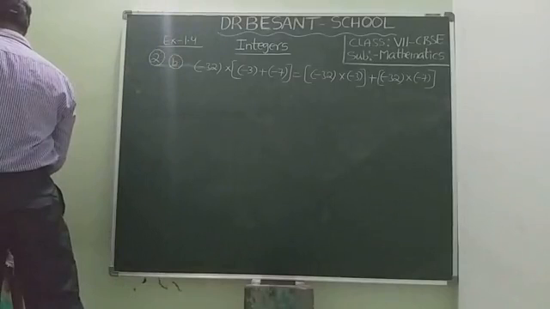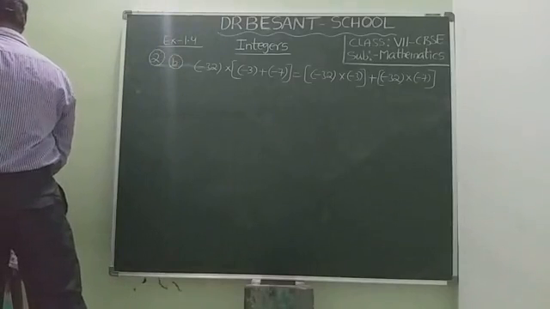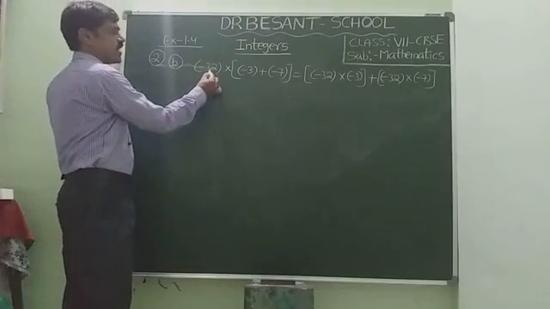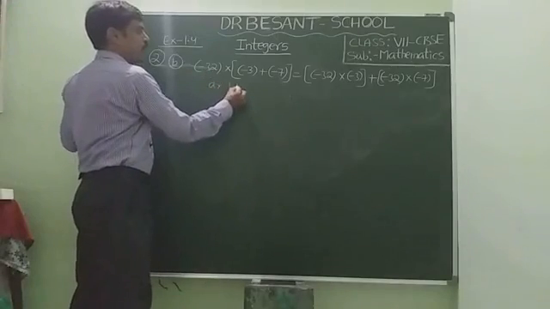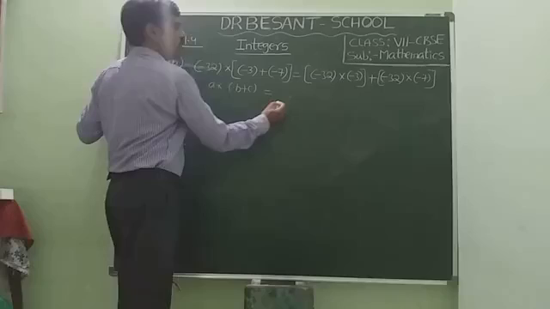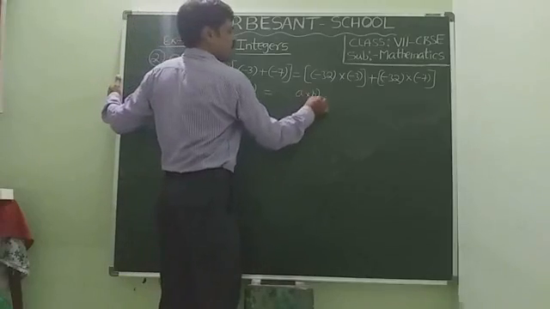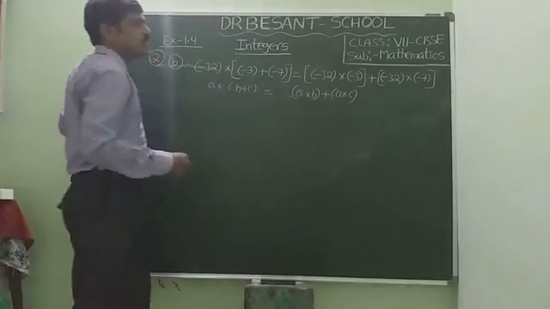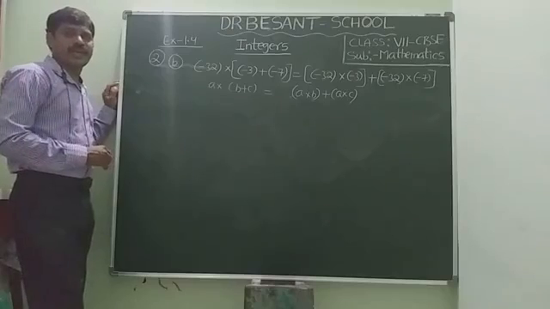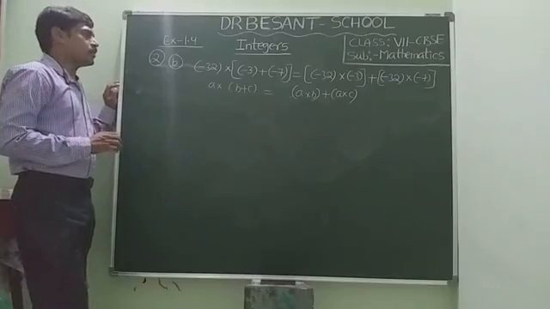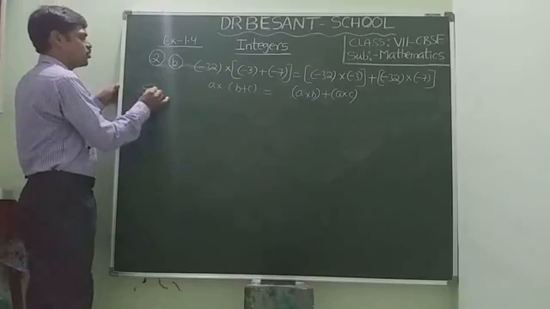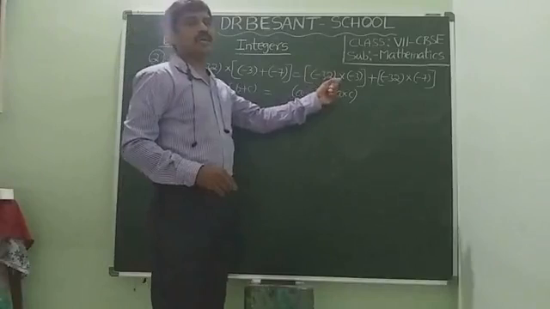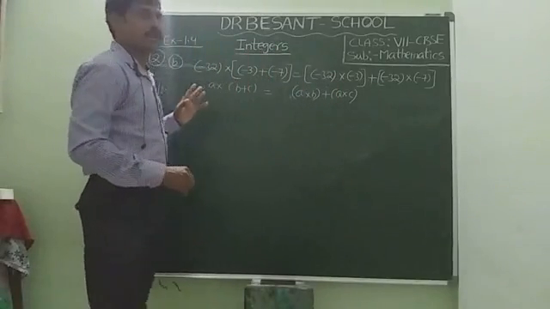Seen minus 32, this is A into (B plus C) is equal to A into B plus A into C. Which property is it? Distributive property of multiplication over addition. Anyhow, we just have to observe: this is the LHS part and this is the RHS part. Now we will solve the LHS part.